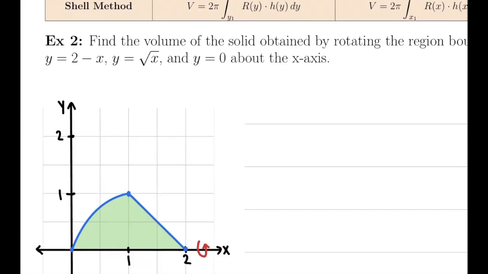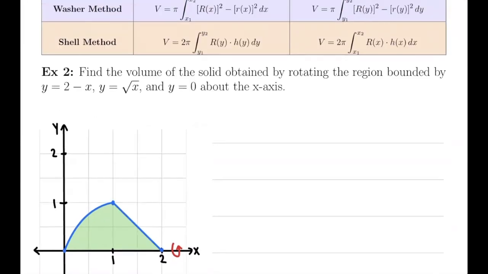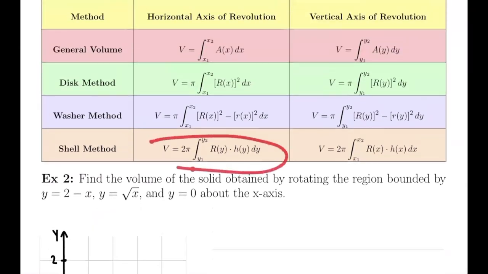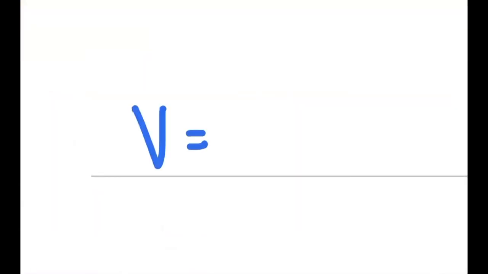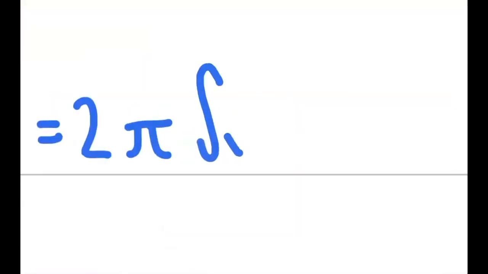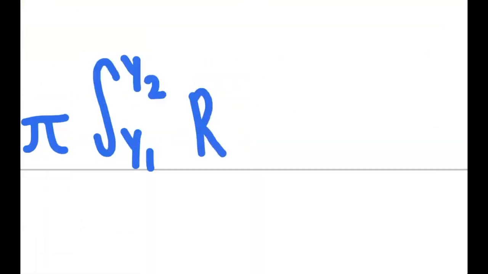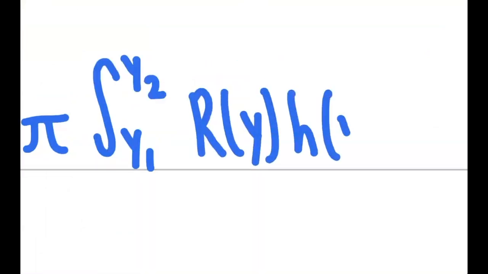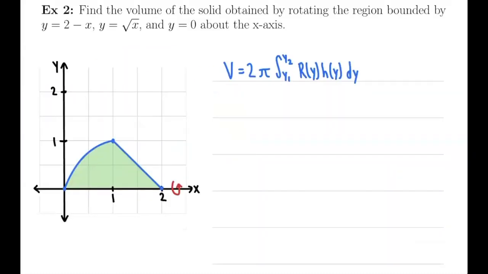Or you can do the disk method and do 2 separate integrals, but it's in terms of x. So you don't have to solve for x there. Since this is a shell method video, I'm going to stick with the shell method. Since we have a horizontal axis of revolution, and remember these shells are parallel to the axis of revolution, that means the integral is going to be with respect to y. So V equals 2 pi times the integral from y1 to y2 of r of y times h of y dy. Let's solve for x.